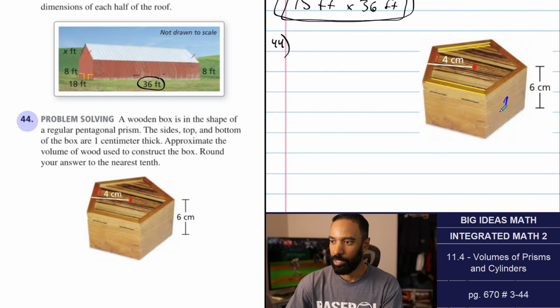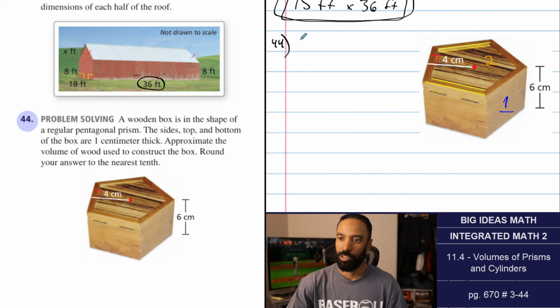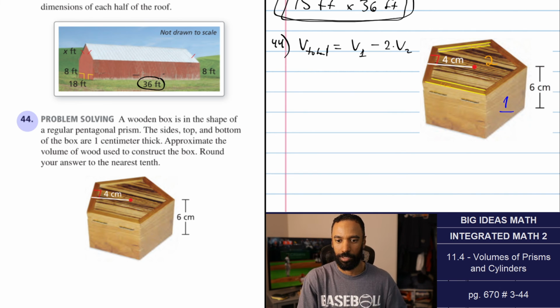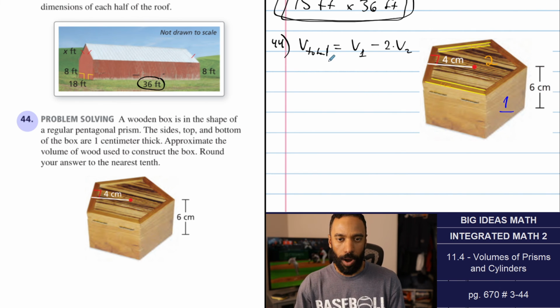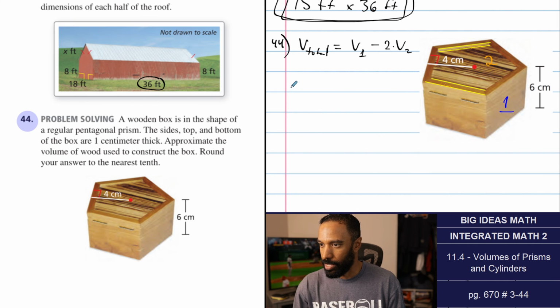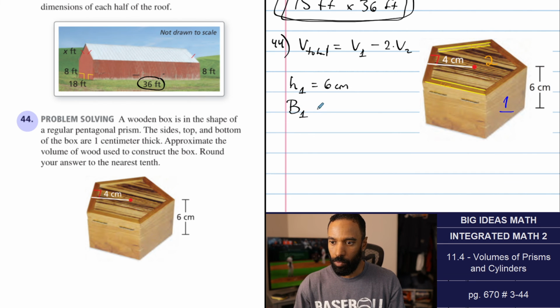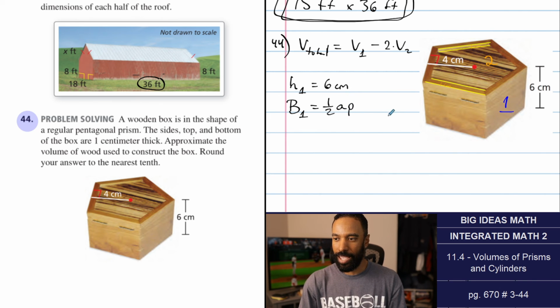This is object 1. And invisible object 2, for all intents and purposes, is the thing that's going to be cut out. So the volume of the total is going to be volume of object 1 minus 2 volumes of object 2. Okay, so for object 1, we need the height. The height of object 1 will be 6 centimeters. That's the easy part. The area of the base is going to be 1/2 apothem times perimeter. So we still got to find the A and the P.